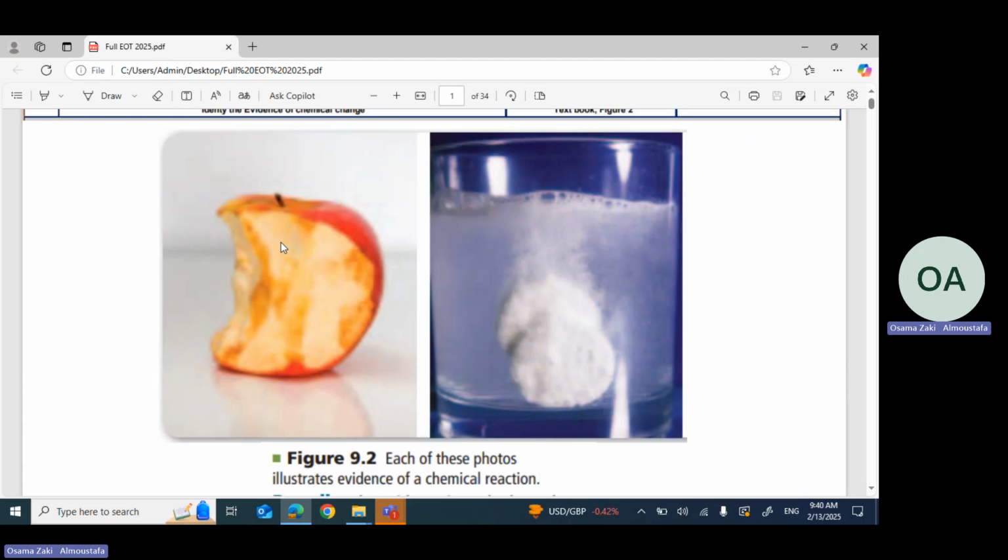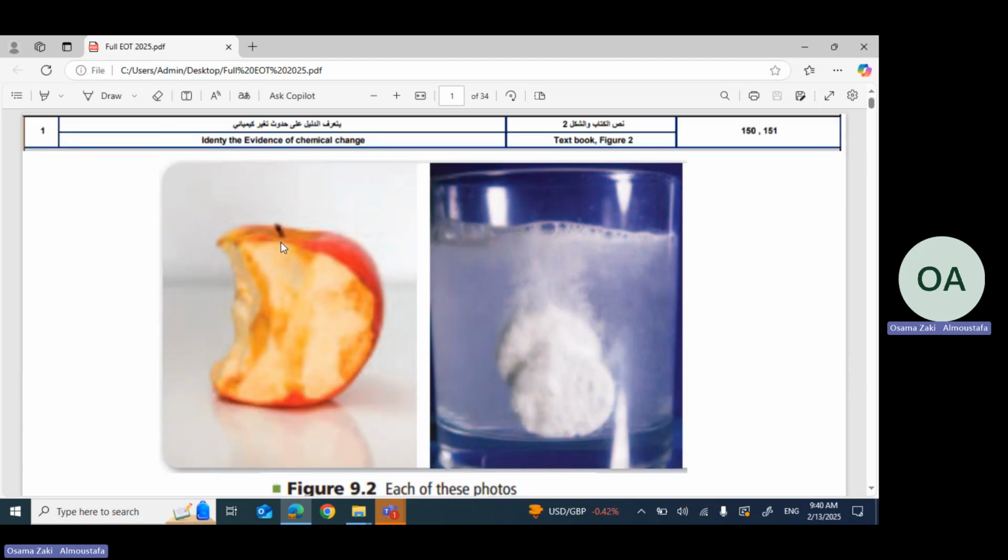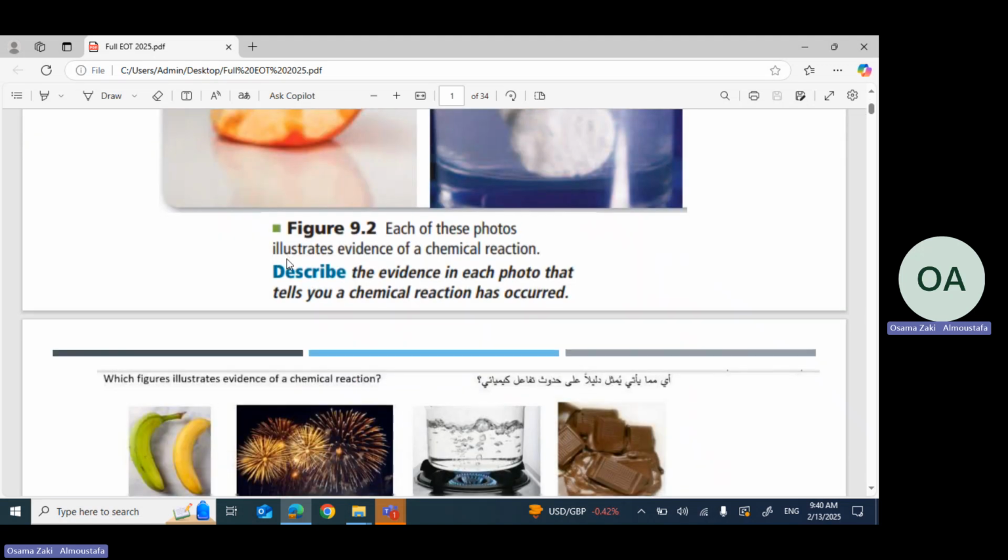So to know that this is a chemical reaction or chemical change, we have many evidences. The first one is change in color. The second one is a change in temperature. The third one is gases or bubbles, okay, production. So let's see the first example.